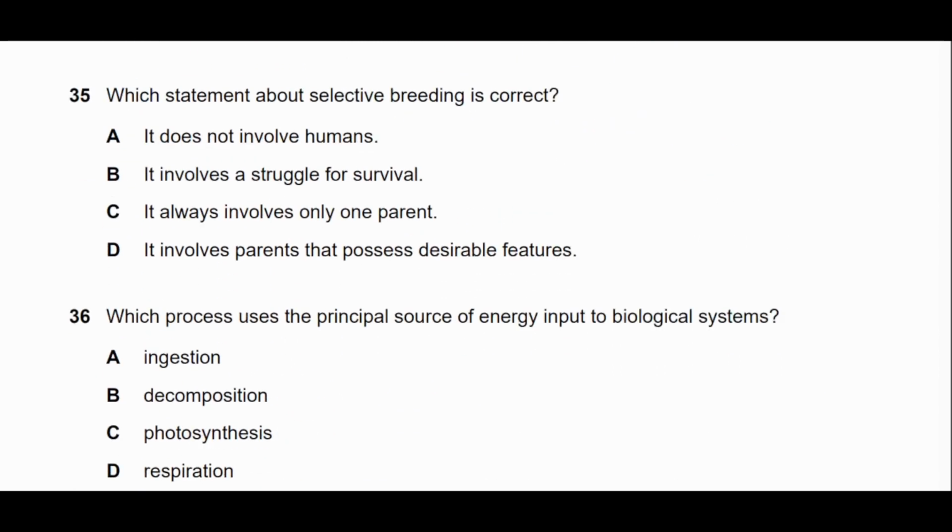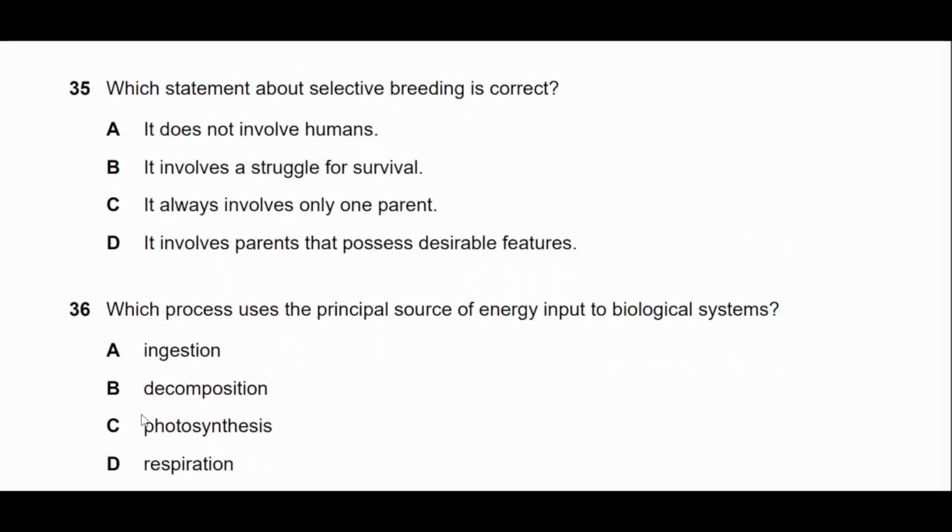Okay. Which statement about selective breeding is correct? Selective breeding involves humans, so A is wrong. Involves the struggle for survival, wrong. Selective breeding is artificial, so it has nothing to do with survival. It always involves only one parent. This is false. It can involve more than one parent. It involves parents that possess desirable features. Yes, this is the answer.